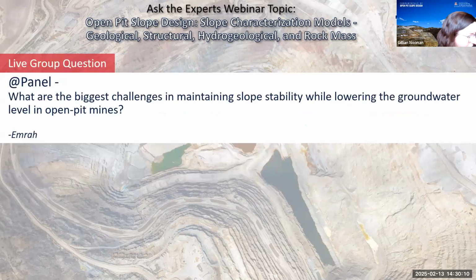But I'll bring up a general question for Jeff to touch on. What are the biggest challenges in maintaining slope stability while lowering the groundwater level in open pit mines?